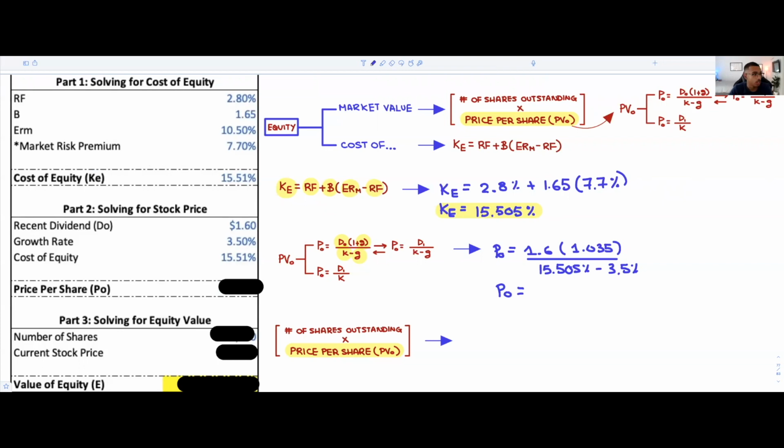So we're going to have 1.6 times 1.035 over 0.1505 minus 0.035. And that's going to give you a very interesting amount. Just going to make sure that it's okay.